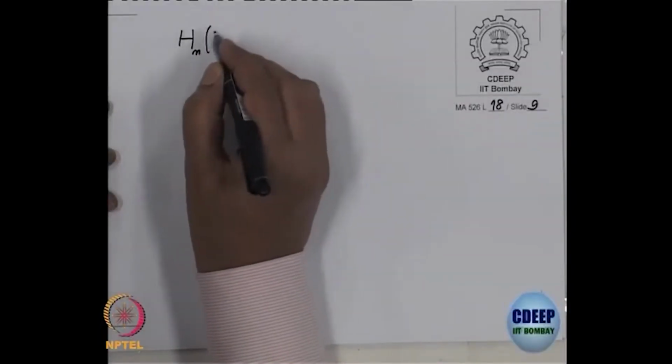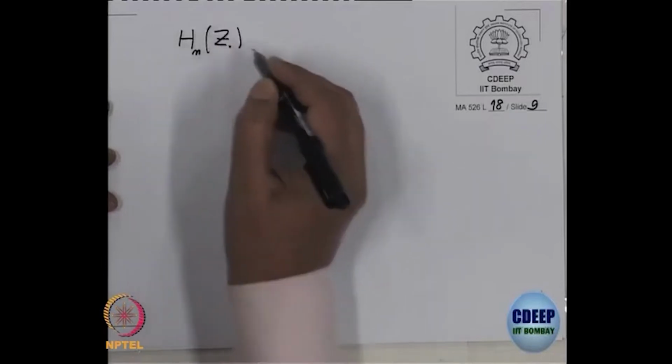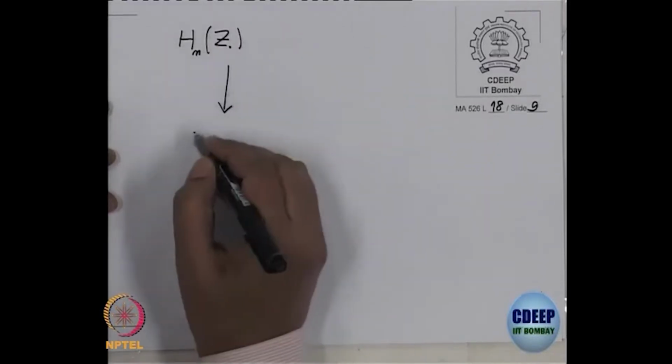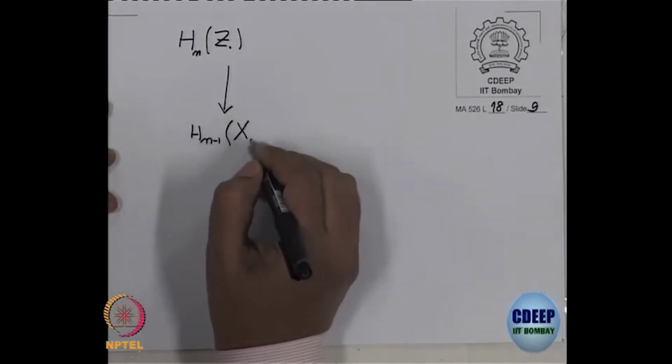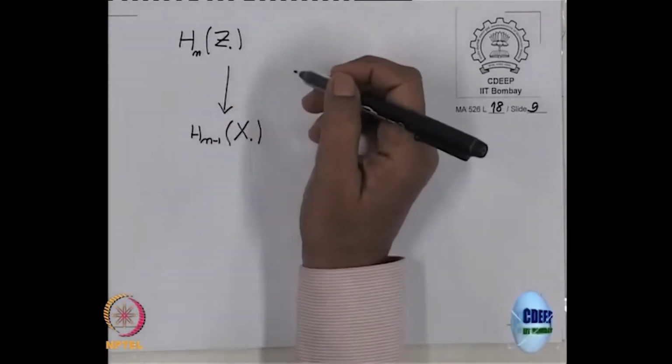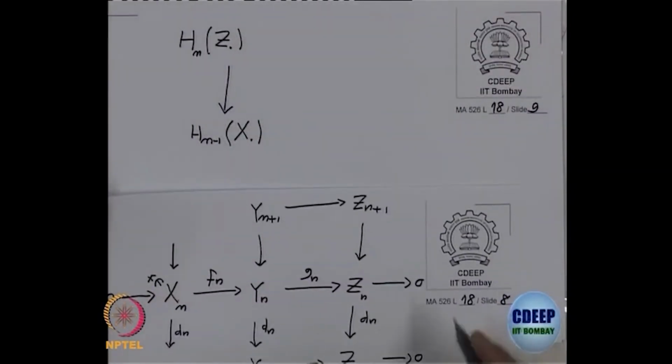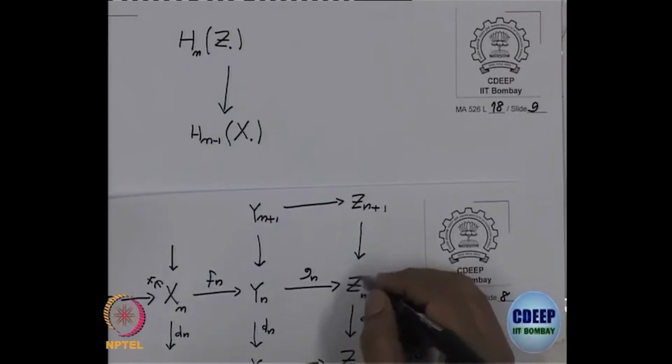So, connecting homomorphism means, now what do you want to define? We want to define a map from hn of z dot to hn minus 1 of x dot. This is what we want to define. That means, where is this hn of z dot? That is somebody here, and from here you want to go down to here.